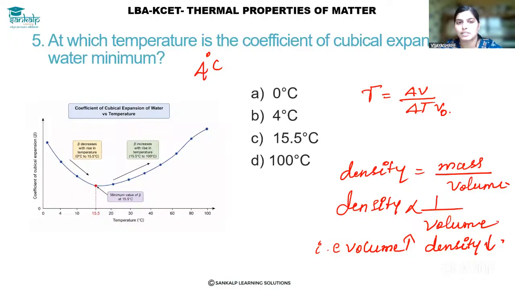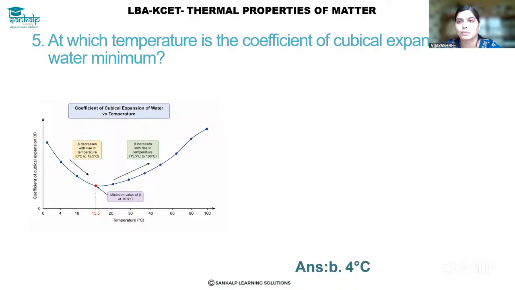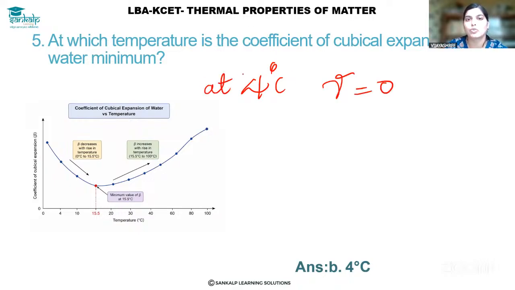So what is the right answer here? Option B, 4 degree Celsius is the correct answer, because the coefficient of cubical expansion of water is 0 at 4 degree Celsius. At 4 degree Celsius, the coefficient of cubical expansion gamma is 0. So this is the correct answer. So option B is the right answer. Thank you.